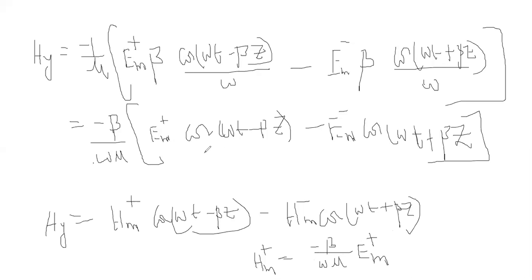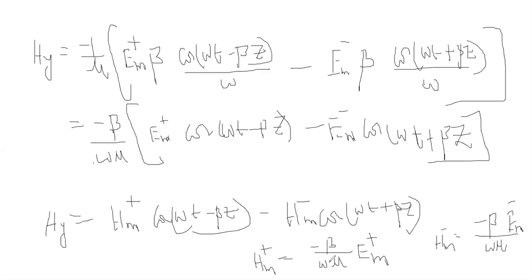Okay, and the same function here, the minus is there already. So now I'm equating this function, Hm minus is equal to the same, minus beta by omega mu. Hm minus is equal to minus beta by omega mu Em minus.